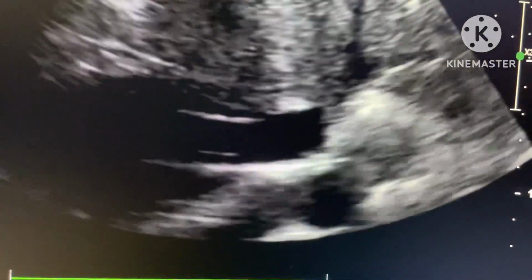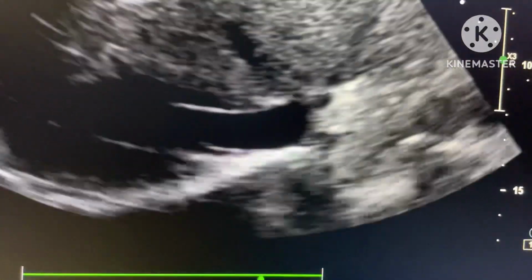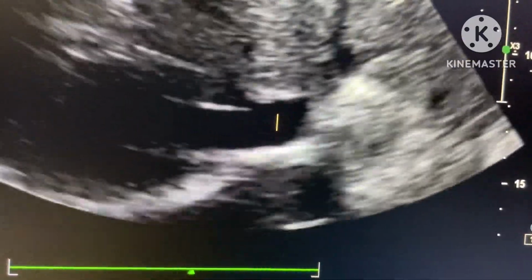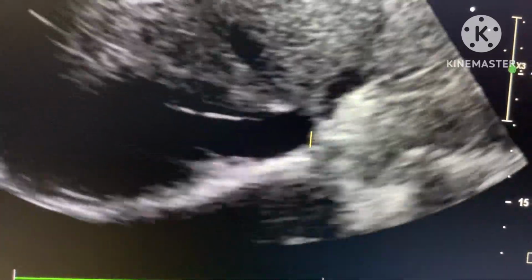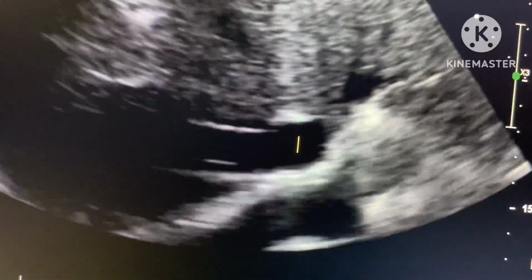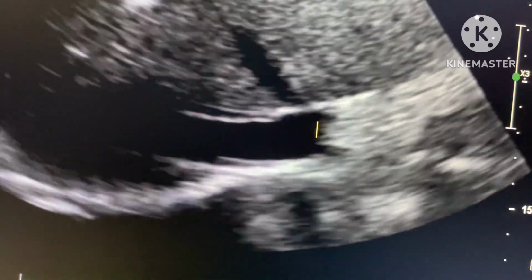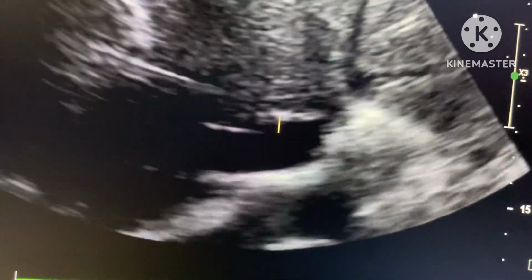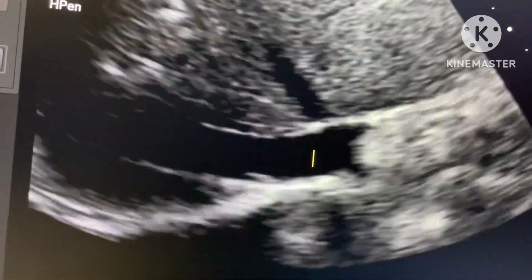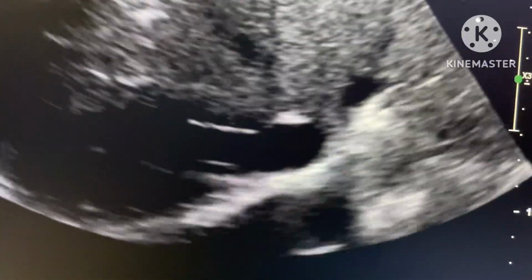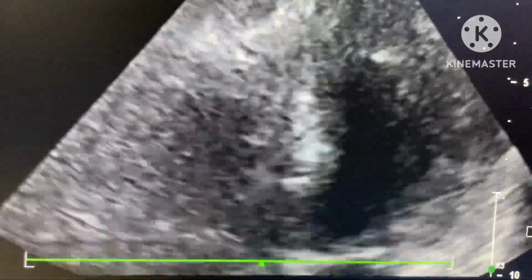You can see here the IVC, inferior vena cava, is dilated. At the same time, it does not show significant respiratory variation. That is, the size does not vary much with the different phases of respiration, indicating raised right atrial pressure. Again, see paradoxical motion.